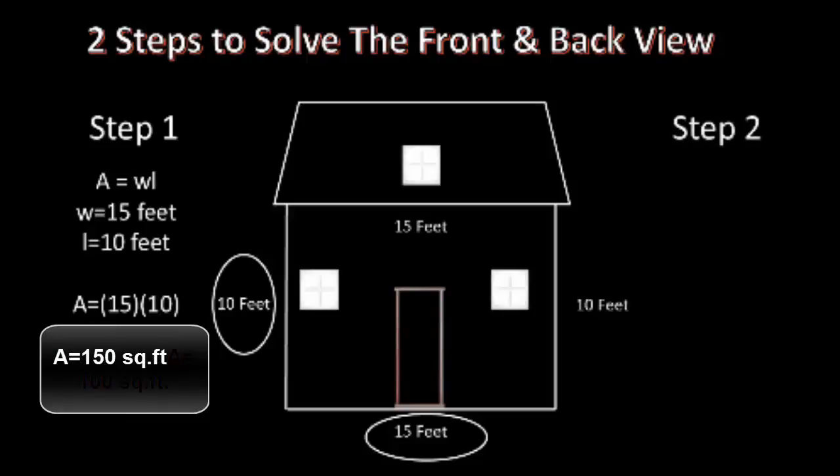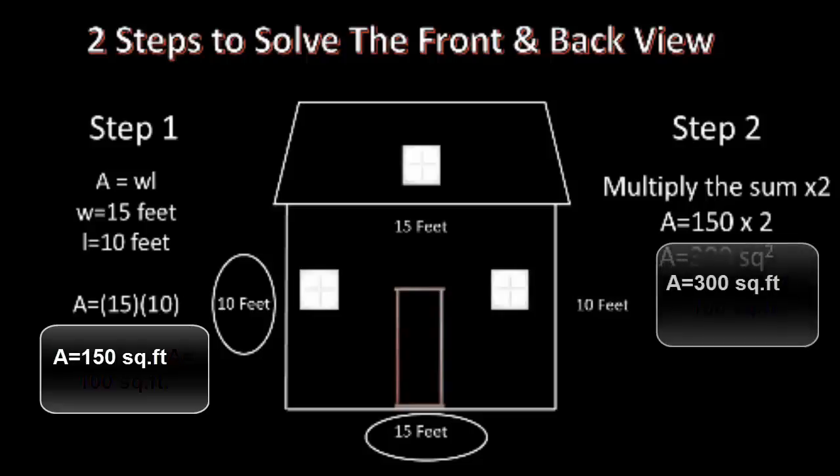Step 2. Multiply the sum by 2, the front and the back. Area equals 150 times 2. The area is 300 square feet.